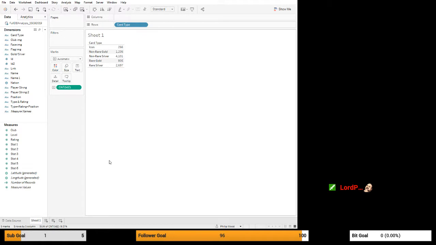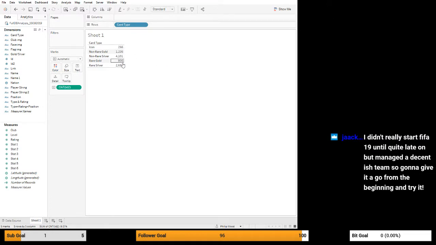what I've done is I've downloaded the entire database. As you can see, you've got all the icons, non-rare, rare, silvers, golds. And I've split it up by the different types. So you can see there's like 4,000 non-rares, silvers. So there's shitloads of silvers, right?